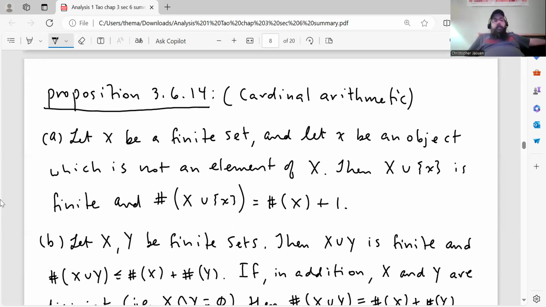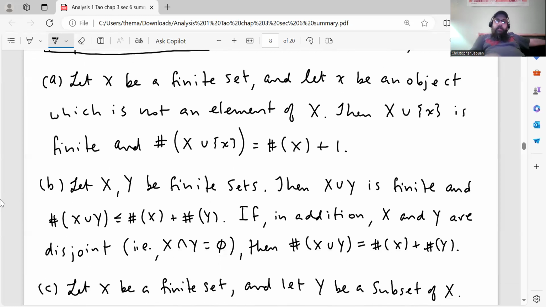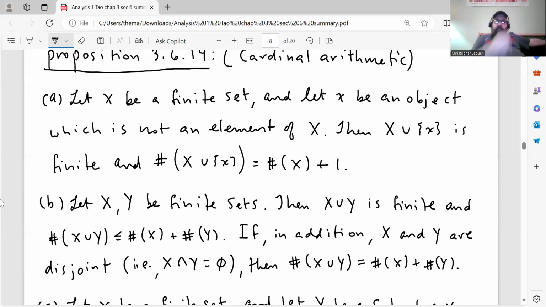Right, here's proposition 3.6.14, which is on cardinal arithmetic. So let's go through each of the different cases here. Let X be a finite set and let x be an object which is not an element of X. Then X union the singleton set containing x is finite, and the cardinality of X union the singleton set containing x is equal to the cardinality of X plus 1.